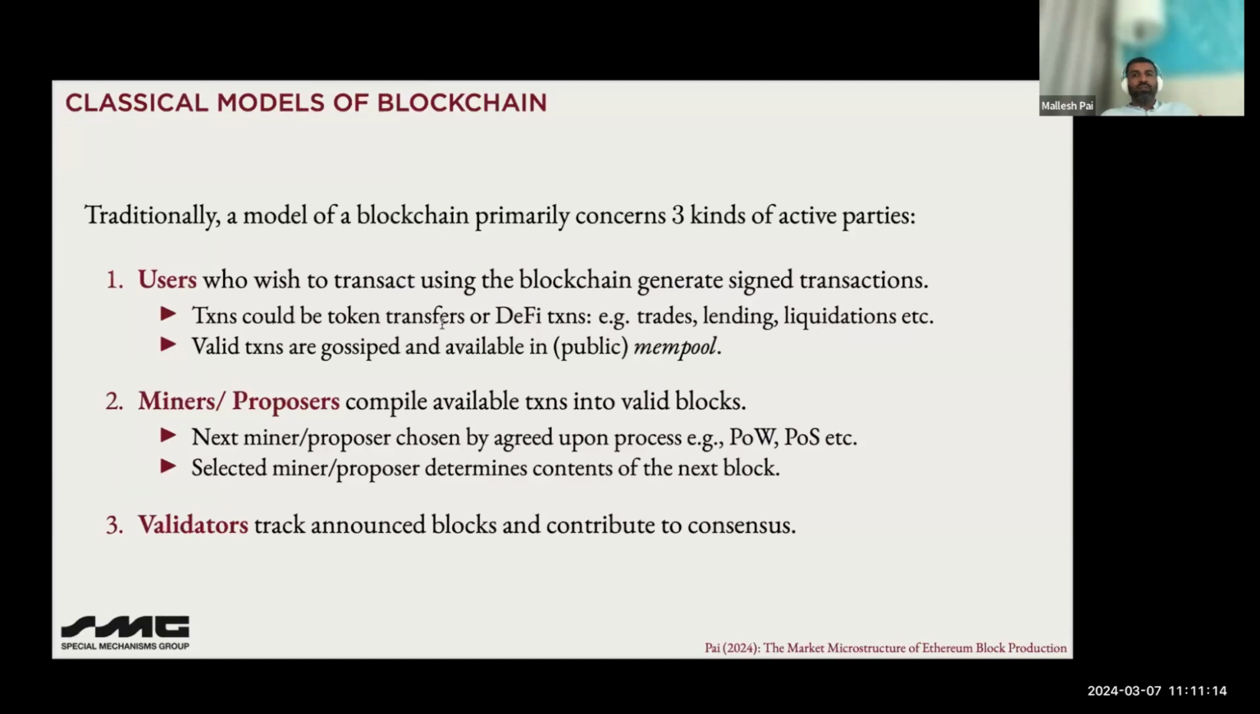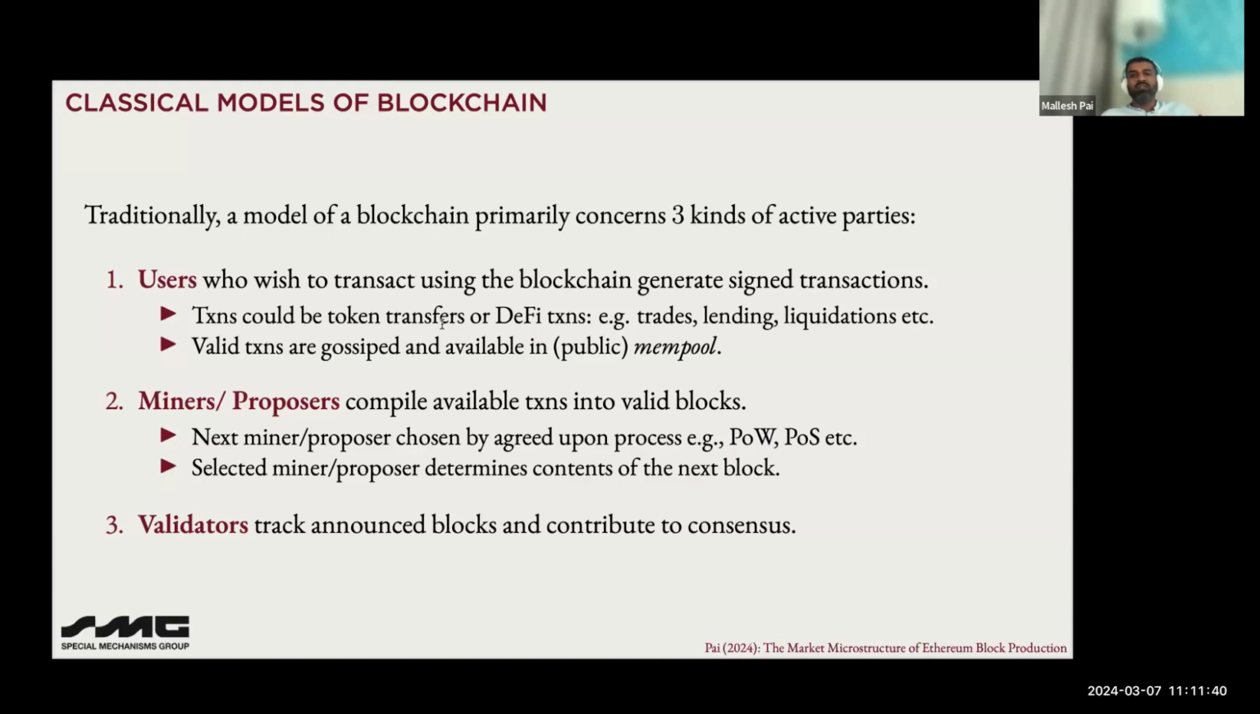So here's the bog standard way we would classically model a blockchain, right? We basically say there are 3 kinds of active parties. There are users, and users are there just to do stuff. They generate transactions. These are signed, valid transactions. These could be token transfers. So I send some Ethereum or some USDC to Ciamac. Or these could be DeFi transactions.